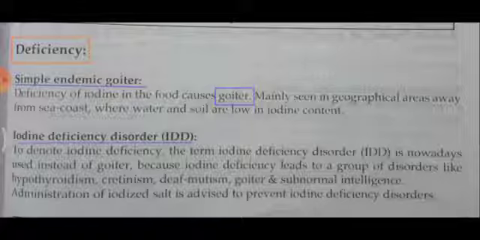There are two types of goiter: simple endemic goiter and iodine deficiency disorder. Deficiency of iodine in food causes goiter, mainly seen in geographical areas away from the sea coast. Far from the sea, the people will be affected because the water and soil contain low iodine content. Iodine deficiency disorder is usually seen nowadays because of taking salt which is low in iodine, and this causes hypothyroidism, cretinism, deaf mutism, goiter, and subnormal intelligence. Administration of iodized salt is advised to prevent this iodine deficiency disorder.